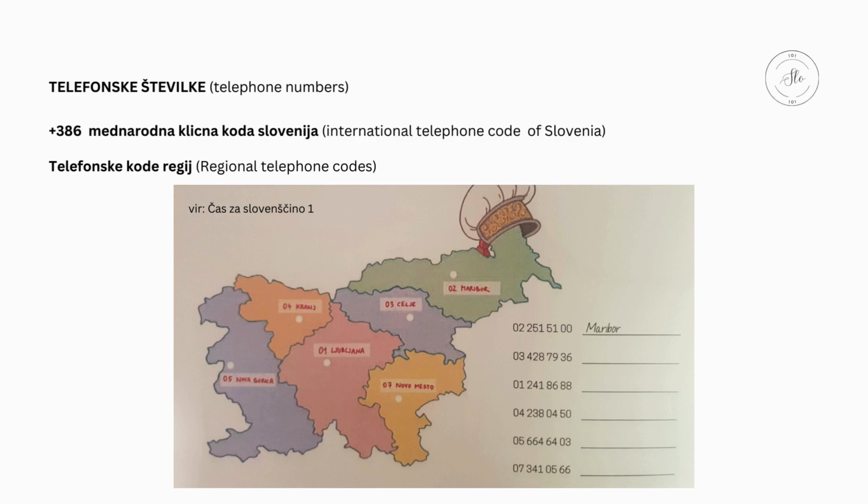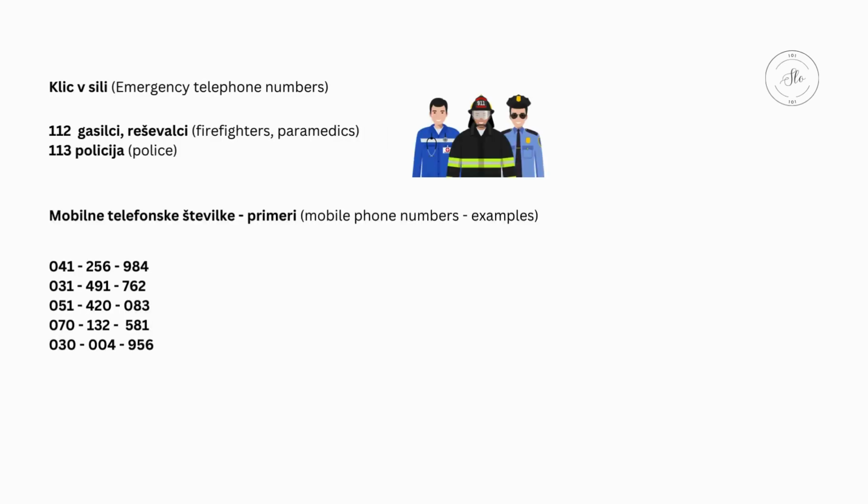Take a moment and try to complete this exercise. And here are the answers. Next up we have Klic v sili, which literally means a call in emergency. Ena, ena, dve je številka za gasilce in reševalce. 112 is a number for firefighters and paramedics. Ena, ena, tri je številka za policijo. 113 is a number for police.